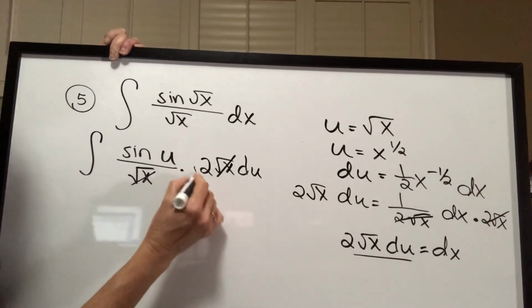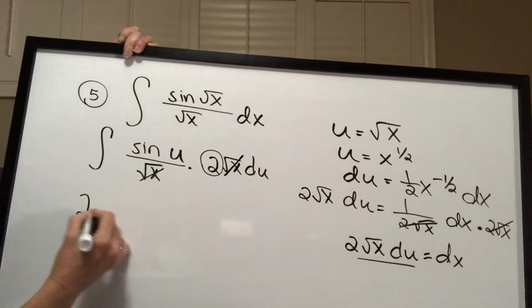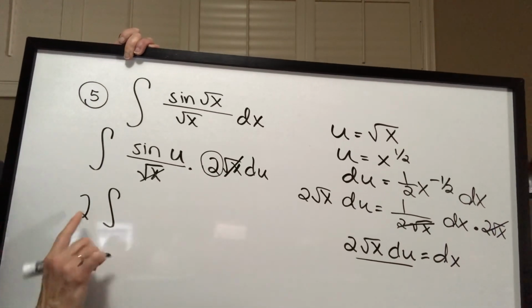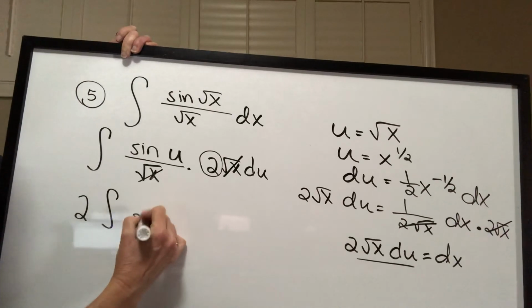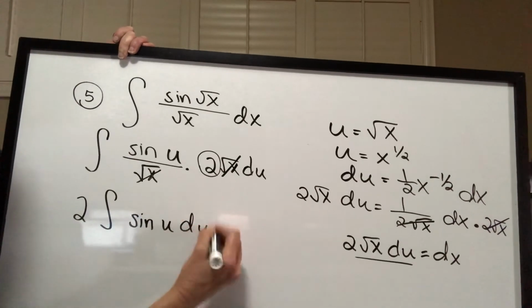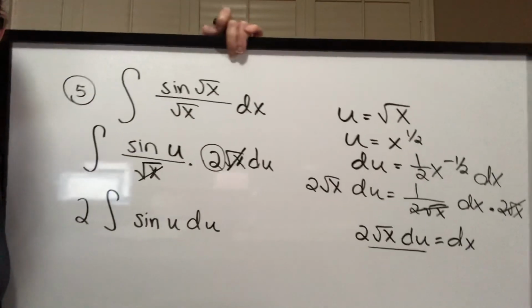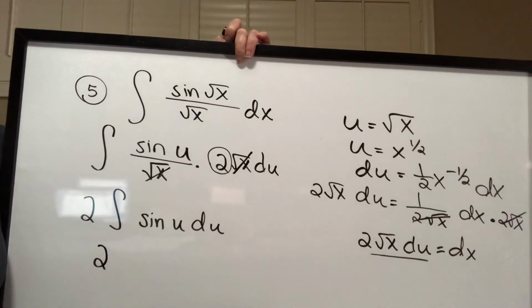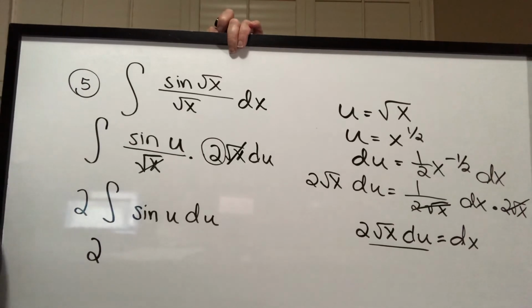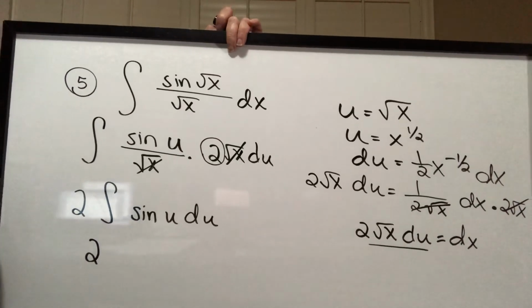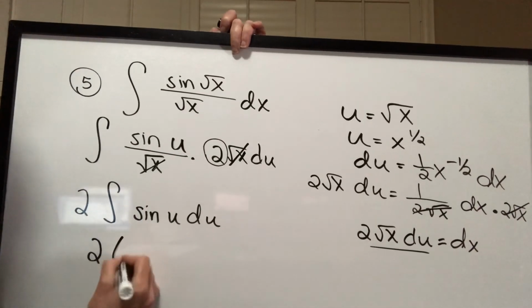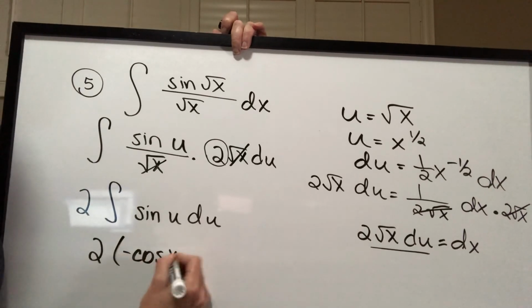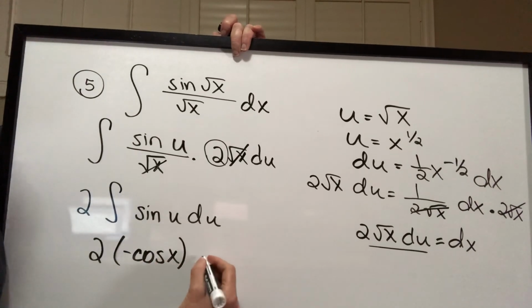And you have this 2 that you could put on the outside of the integral. So now you have 2 times the integral of sine u du. So much simpler once we get to this point. Okay, so we'll keep the 2 on the outside. Look at your chart. So the integral for sine of x is the first one. It's negative cosine of x. And then plus c.